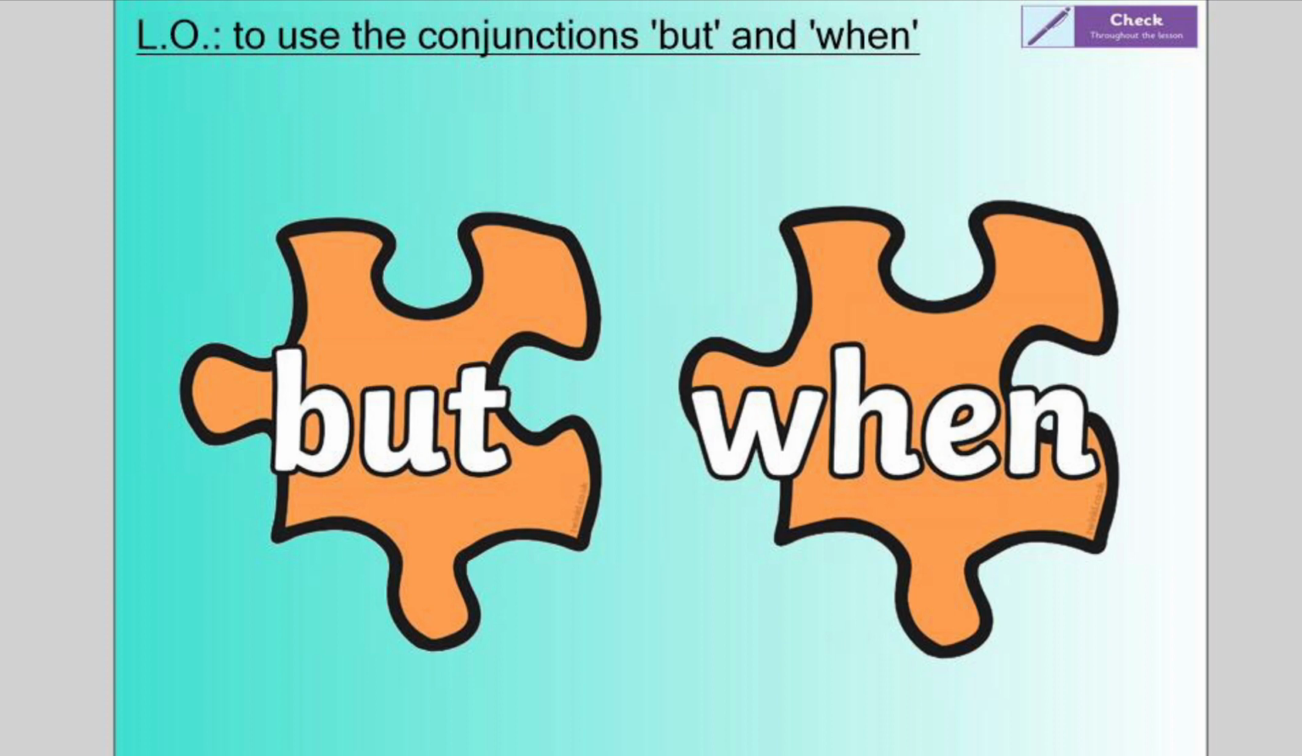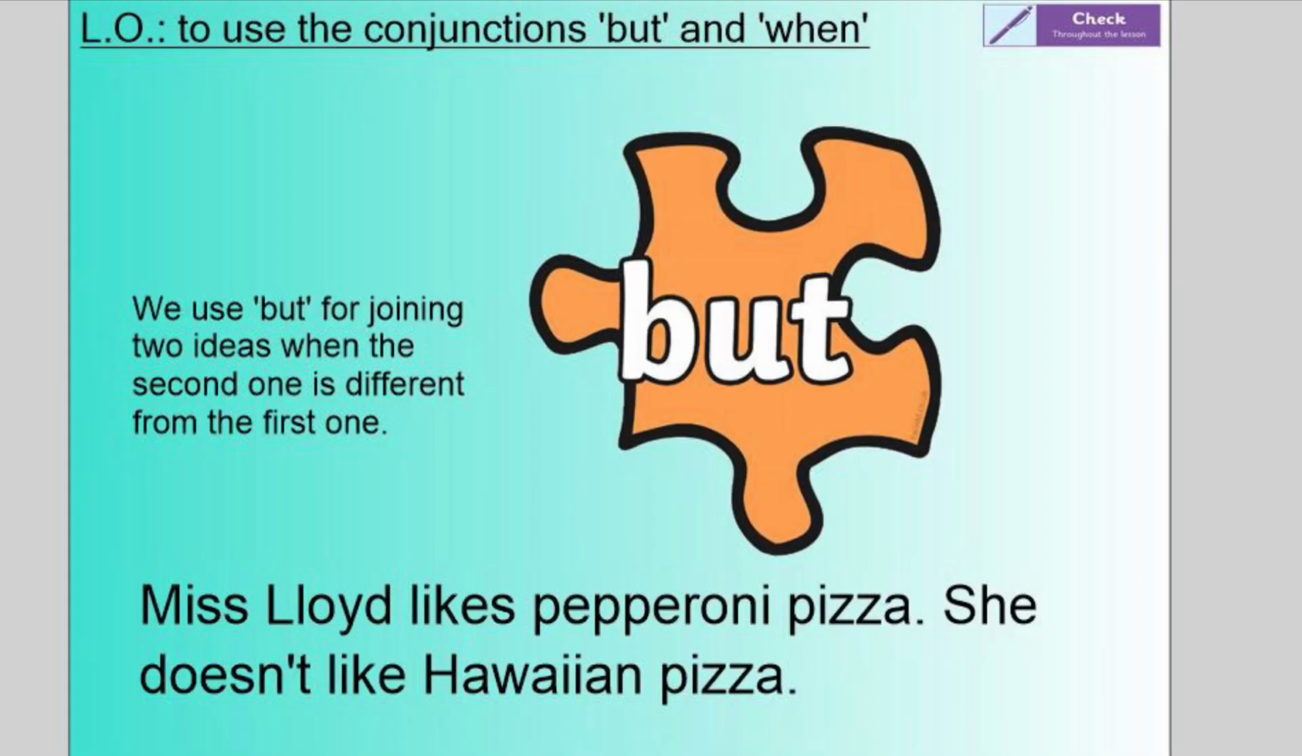Now, as I said about conjunctions yesterday, we naturally use these all the time when we speak, but today we're going to try and put them into our writing. So let's take a closer look at when we would need to use each conjunction. So starting with but. We use but for joining two ideas when the second one is different from the first one.